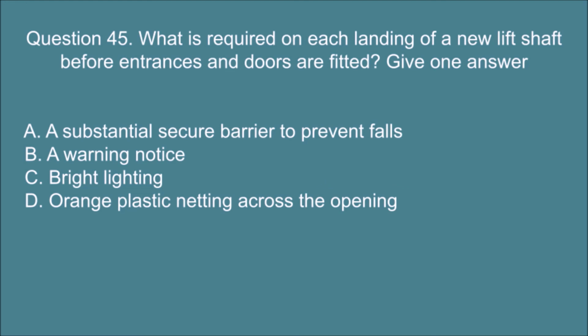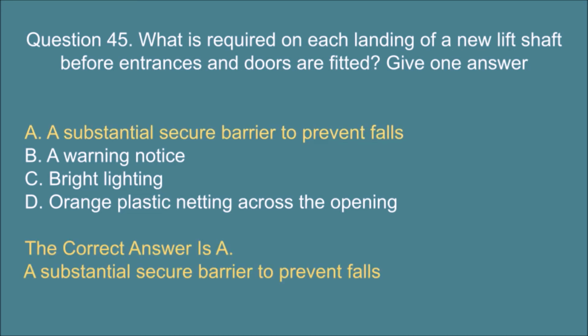Question 45. What is required on each landing of a new lift shaft before entrances and doors are fitted? Give one answer. A. A substantial secure barrier to prevent falls. B. A warning notice. C. Bright lighting. D. Orange plastic netting across the opening. The correct answer is A. A substantial secure barrier to prevent falls.